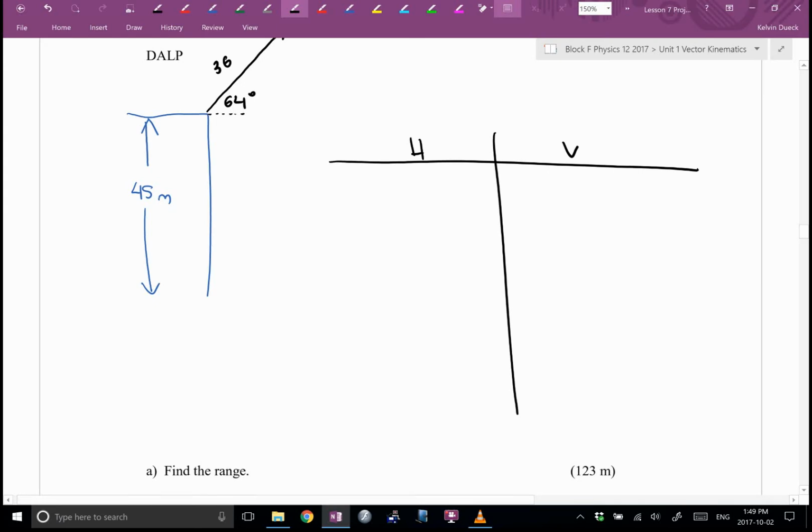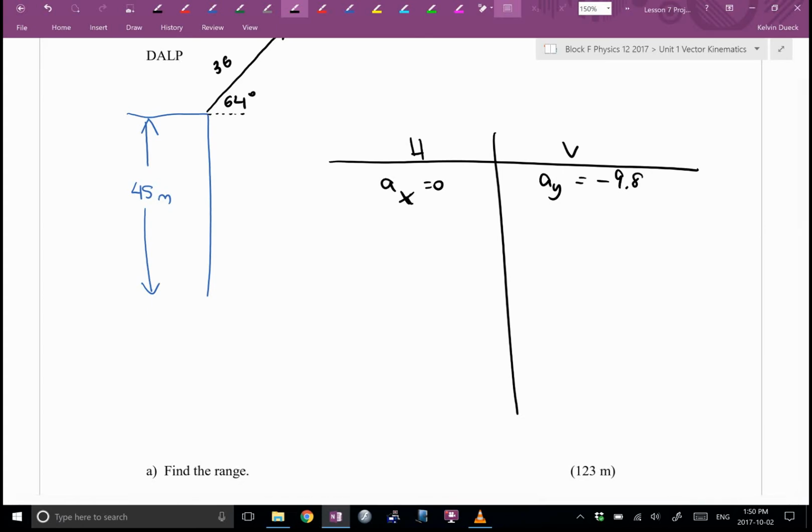Oh, and I can write down my physics no-brainers. Again, they're not no-brainers. You need to know some physics to get them. But what two things can I always write down for projectiles as long as we're on the Earth? AX is going to be 0, and AY is going to be negative 9.8. Everything else, it just depends. Everything else is determined by the question.